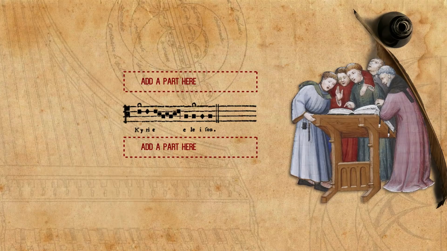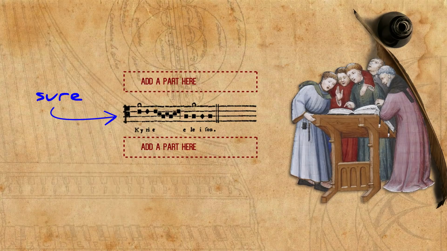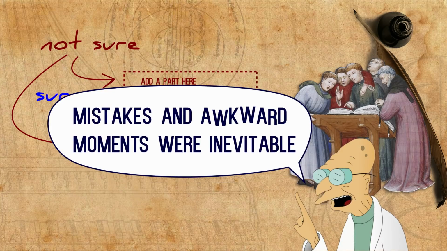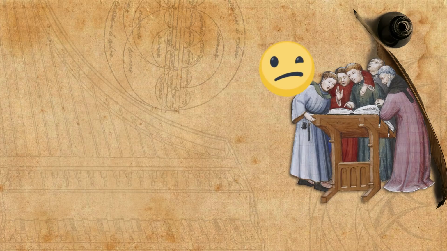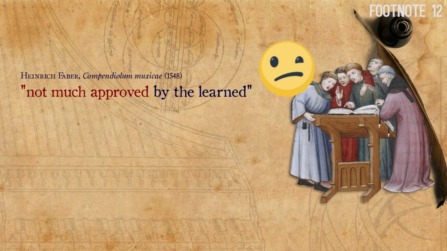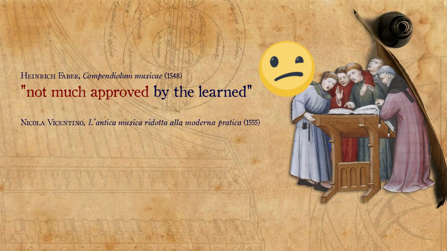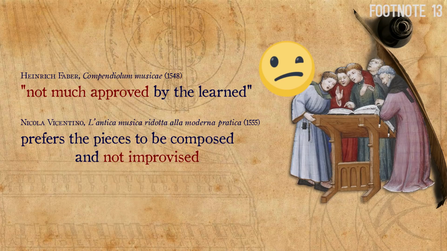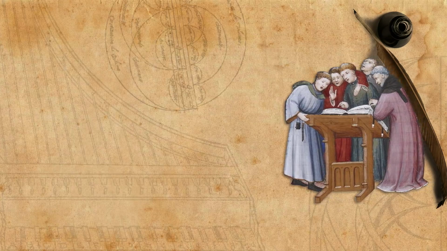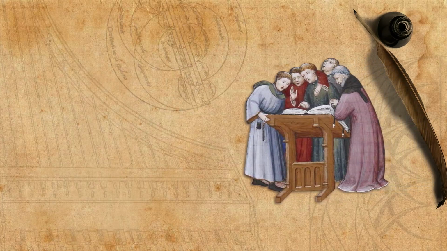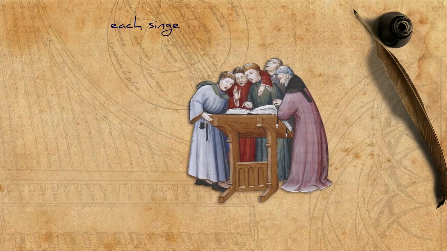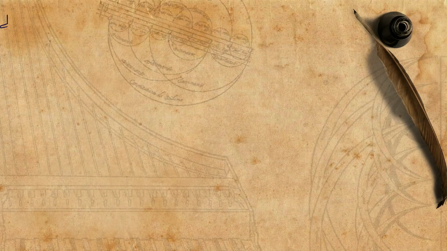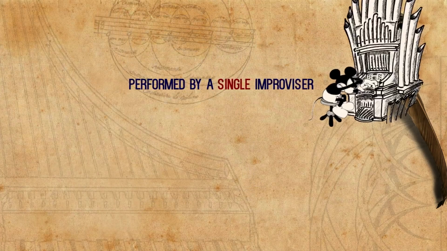However, as each singer can only be sure of the cantus firmus, and cannot know for sure what the other voices will sing, mistakes and awkward moments were inevitable. Thus, this practice was often considered as not much approved by the learned, and Nicola Vicentino wrote that he prefers the pieces to be composed and not improvised, so to avoid errors. Regardless the varying quality, styles and criticism, this practice was very prominent, and demanded that each singer should practice and know counterpoint very well.